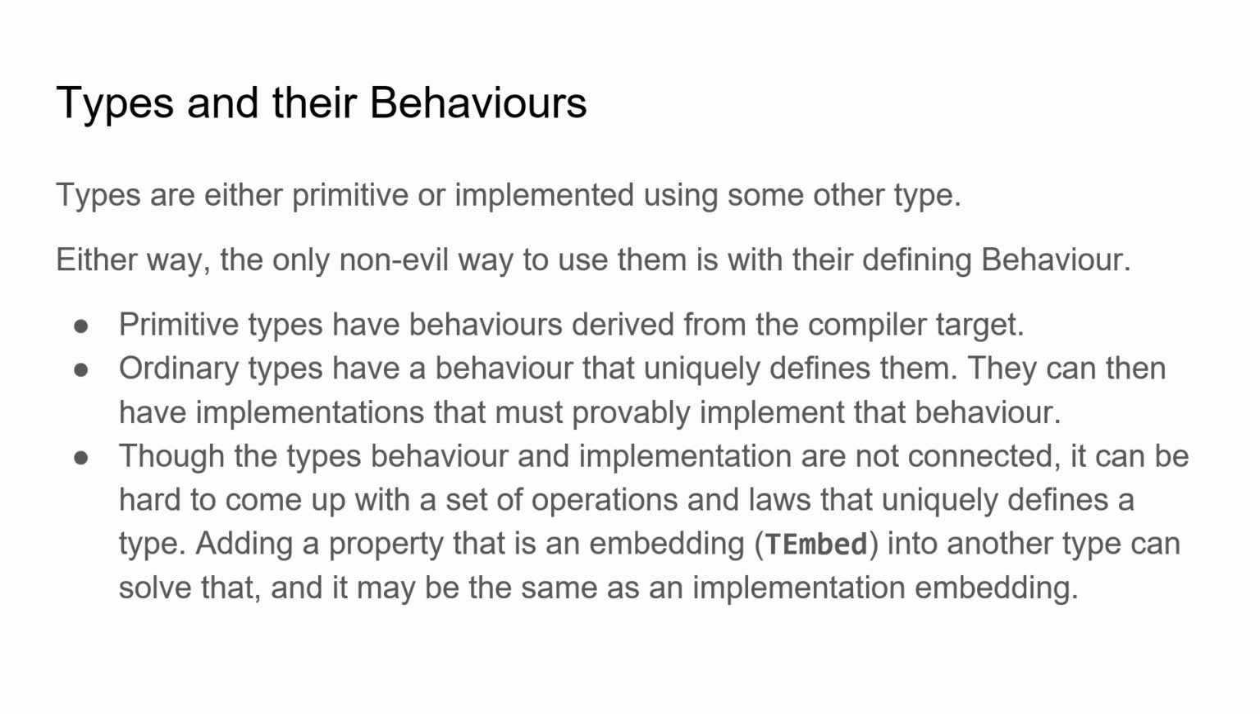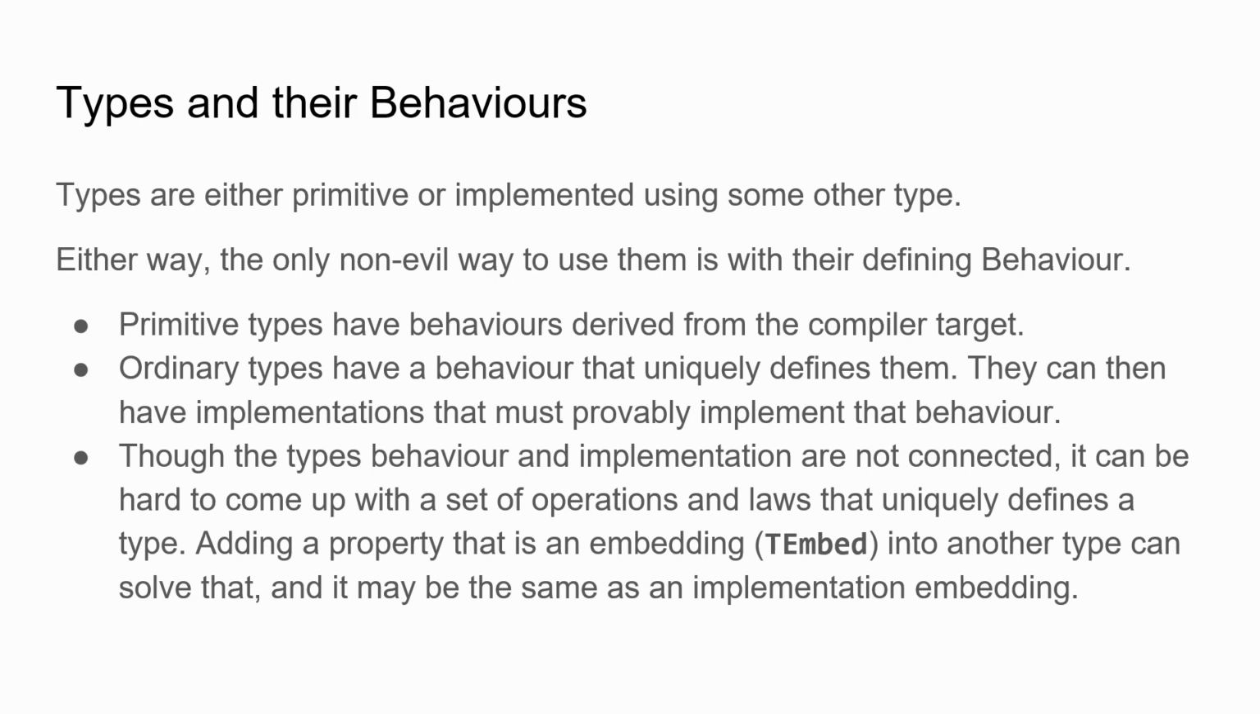However, they will also have implementations. So primitive types have behaviors that match the compiler target, whatever we're trying to aim at, and they have behaviors that are defined in the manual, as it were, of that compiler target. But ordinary types have a behavior that uniquely defines them, and they can then have implementations that implement that behavior.